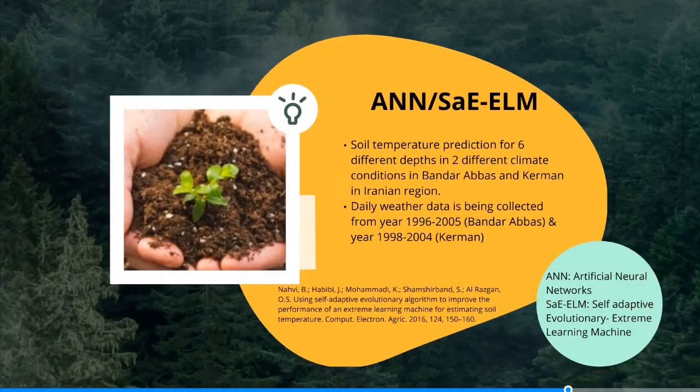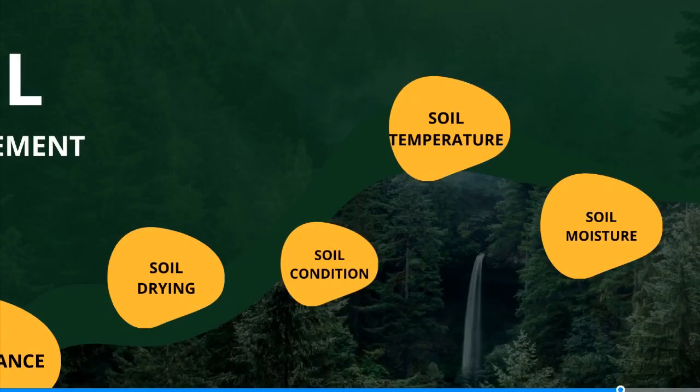To predict the daily soil temperature in two different climate conditions, a self-adaptive evolutionary extreme learning algorithm is being used to enhance the performance of machine learning. Daily weather is being collected from year 1996 to 2005 in Bandar Abbas and year 1998 to 2004 in Cameroon.